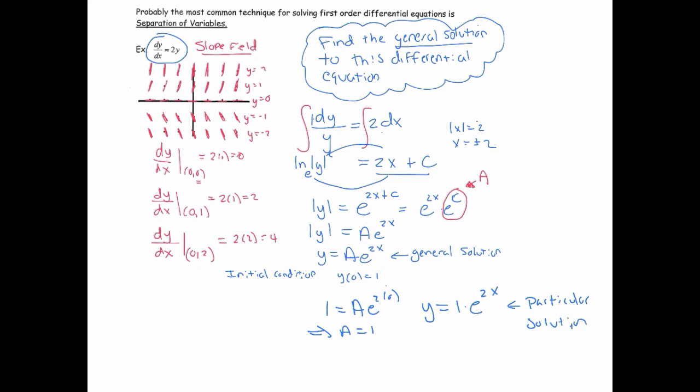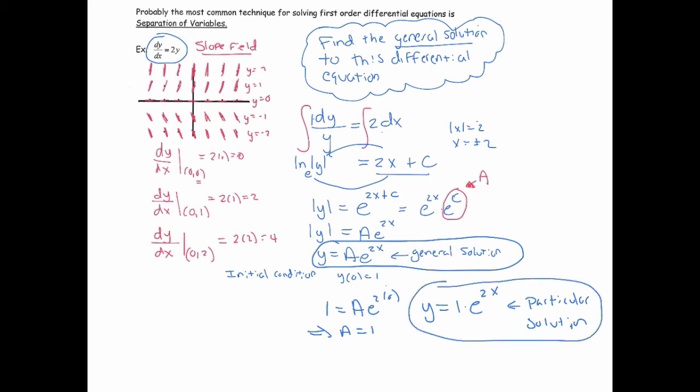All right. So the big idea here is that there's the general solution and the particular solution. If you compare these to your actual slope field, what we basically said here is that y equals e to the 2x is an exponential function, and it would go through the point 0, 1, because that was our initial condition. So it's going to go through that point up here, and it's going to look something like this.